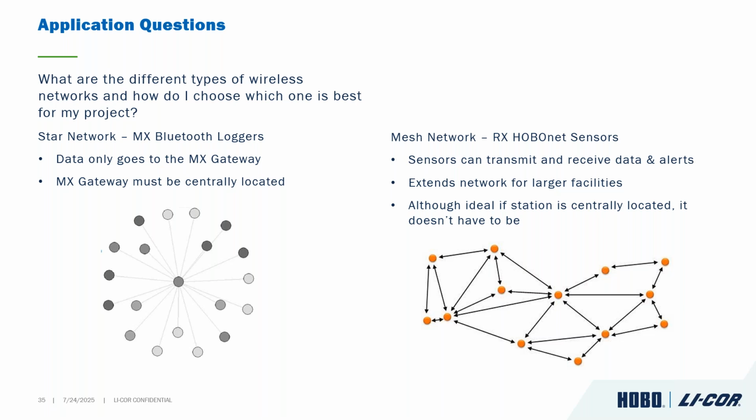If the location you're working on is a bit larger and you don't have the capability of short connections, the HOBOnet sensors may be a better option for you. These sensors can transmit and receive data and alerts via radio signal and will extend the network for larger facilities, allowing you to spread these sensors over a much greater distance. The station is ideal if centrally located, but it is not necessary, as this mesh network will allow communication through each of the sensors to report back to the central hub.